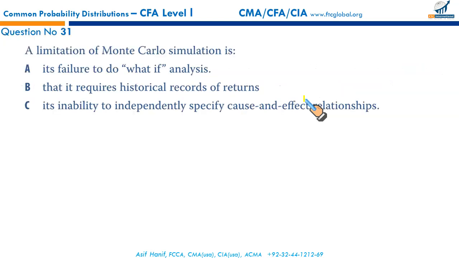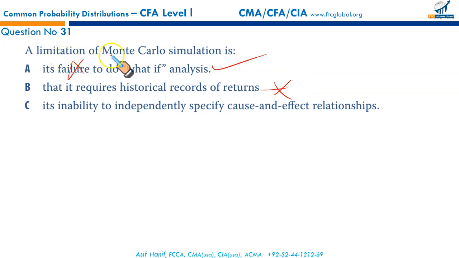Limitation of Monte Carlo simulation is its failure to do what-if? Wrong. It actually helps you do what-if. Change the inputs and the outcome could be changed in the trial. So this is a totally wrong statement. It's not a limitation, rather it's an assistance. It requires historical records of the return? This is wrong. It is for historical simulation.